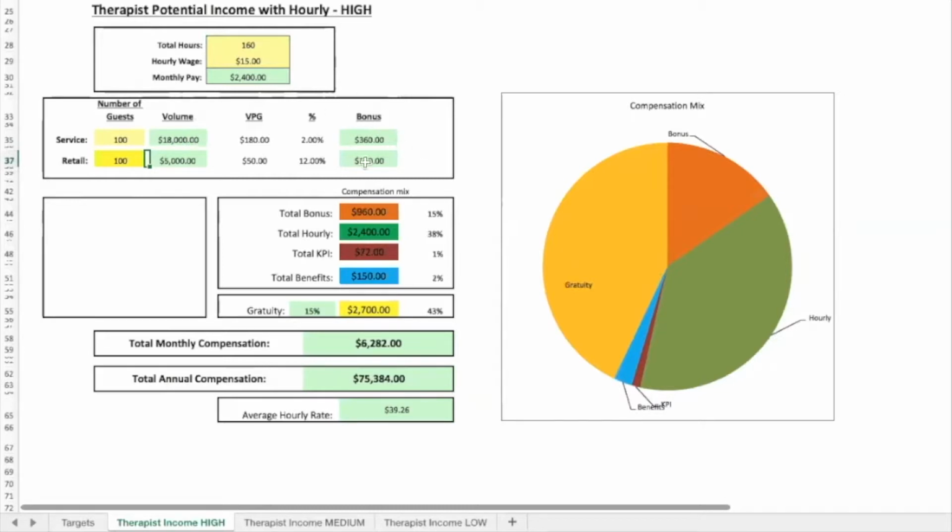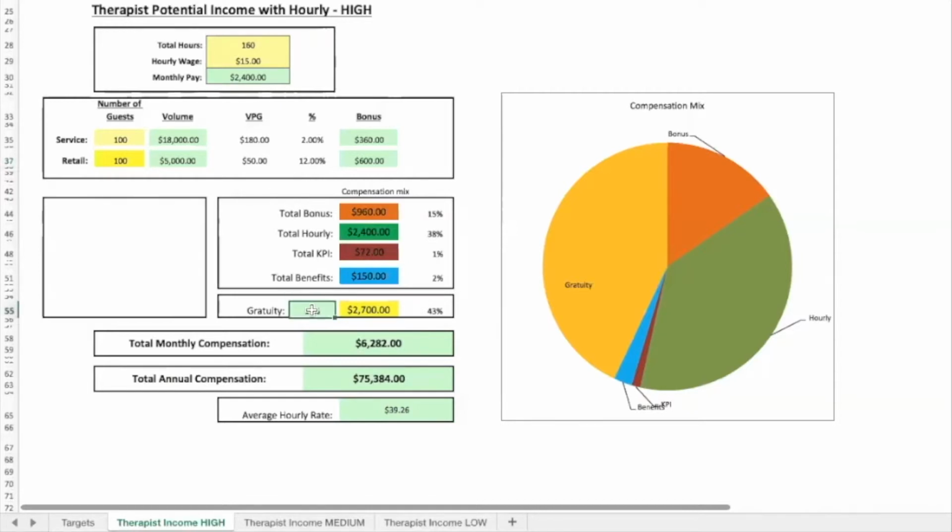So they're going to make another $360 in bonus. And if they reach the $50 retail, they're going to make another $600 in bonus. So their total bonus now is $960, and their hourly rate is $2,400. Plus they're going to make another $72 from the KPIs, and they're going to make the $150 in benefits. So now their gratuity is about 15%. So they're going to make $6,200 a month, $75,000 a year, and they're going to average $39 an hour, right?